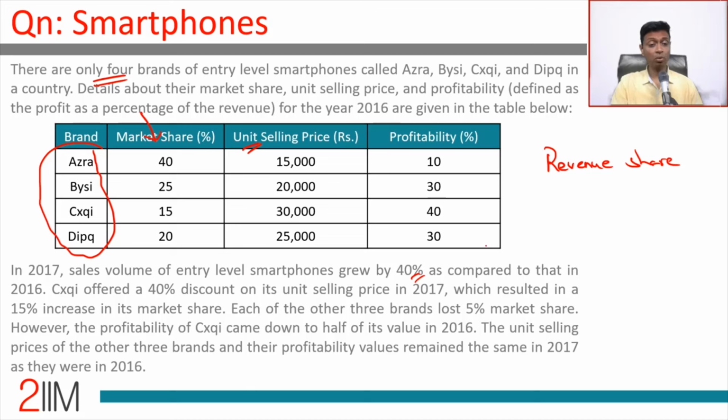Cxqi offered a discount of 40%. So this 30,000 becomes 18,000, which resulted in a 15% increase in market share. Each of the other three brands lost 5% market share. So this 15 becomes 30, this becomes 20, this becomes 35, this becomes 15.